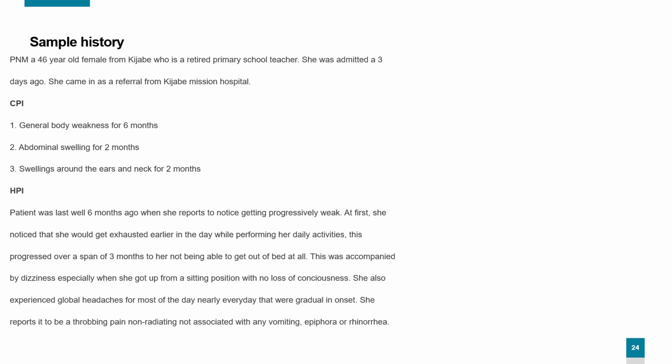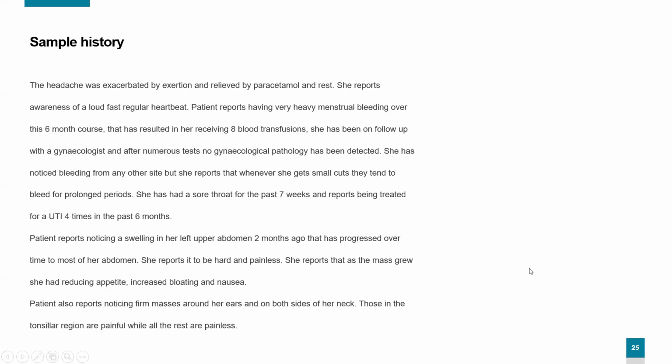global headaches for most of the day, nearly every day, of gradual onset. She reports it to be throbbing pain, non-radiating, not associated with any vomiting or diarrhea. The headache was exacerbated by exertion and relieved by paracetamol and rest. She reports awareness of a loud, regular heartbeat.